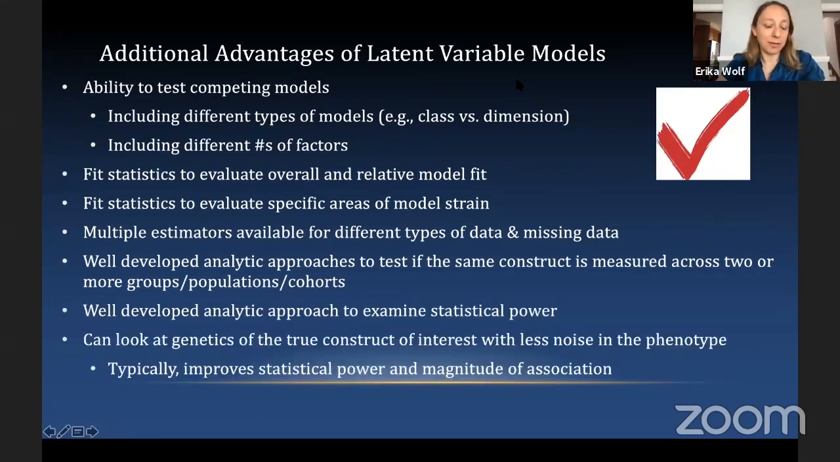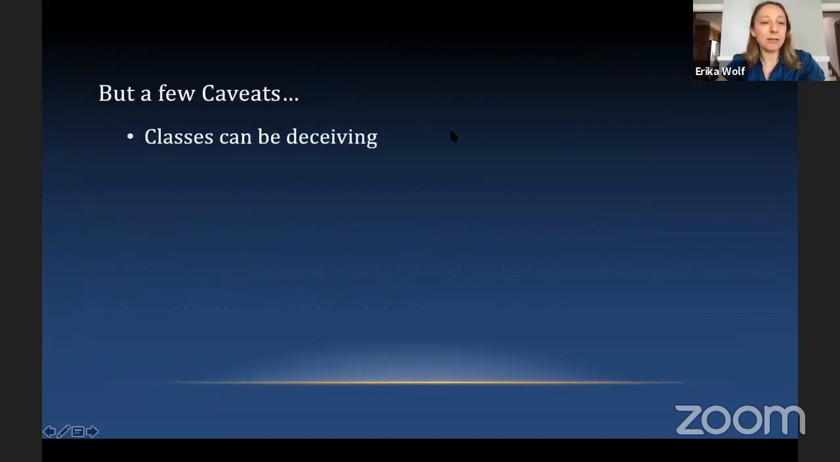And if you model things with your latent variable analyses, you typically will improve your statistical power and the magnitude of association. However, there are some caveats that should be noted.